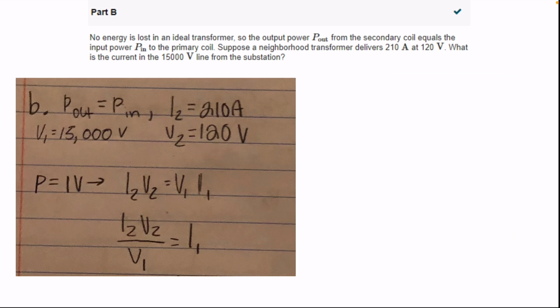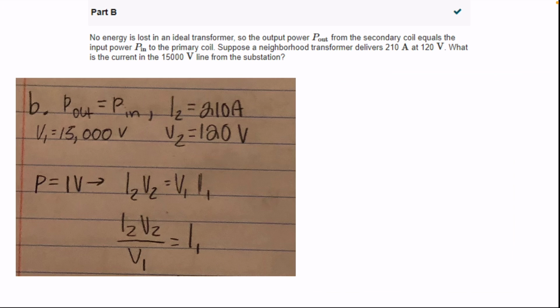Part B explains that no energy is lost in an ideal transformer, so the output power from the secondary coil equals the input power to the primary coil. Suppose a neighborhood transformer delivers 210 amps at 120 volts. What is the current in the 15,000 volt line from the substation?